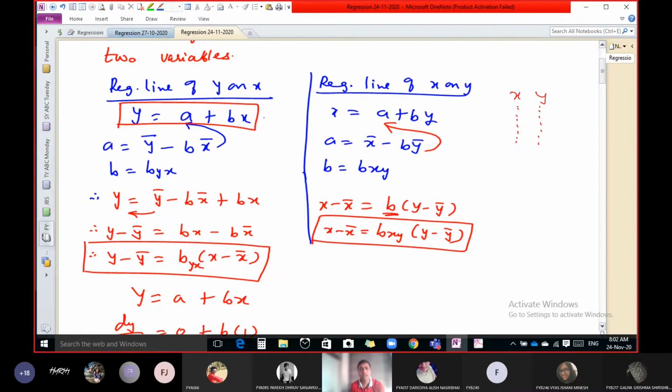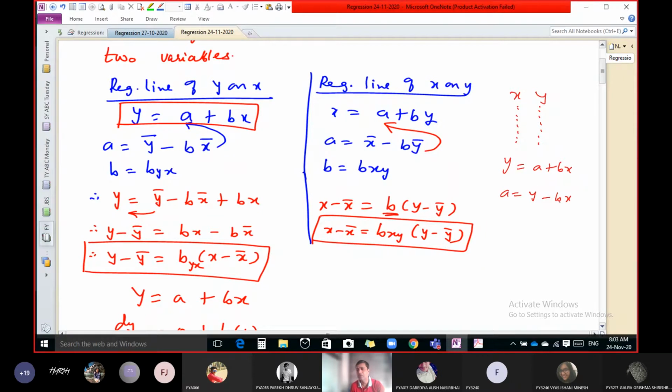How to find a and b? Let us find it in a very simple way. Just take bx to the other side. We have y equal to a plus bx, so a equal to y minus bx. So if we know the values of b, x and y, we are able to get the value of a.